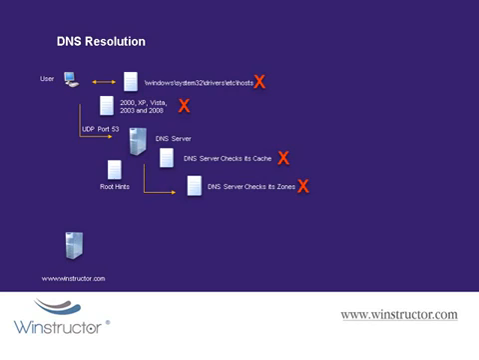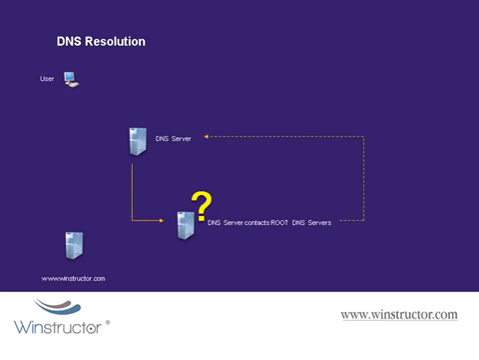So it checks its root hints file for the IP addresses of the root DNS servers, and then it attempts to contact them. The root DNS servers don't know the IP addresses of winstructor.com, but they do know other servers that may know. So they send back the IP addresses of the DNS servers that are authoritative for the .com domain. So our DNS server now can send a direct request to these .com DNS servers.